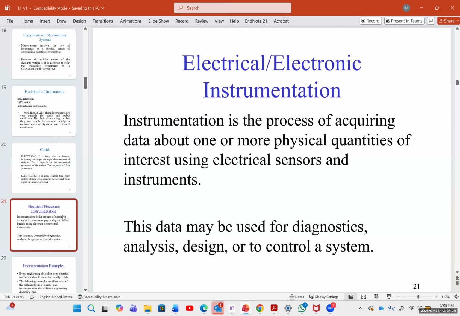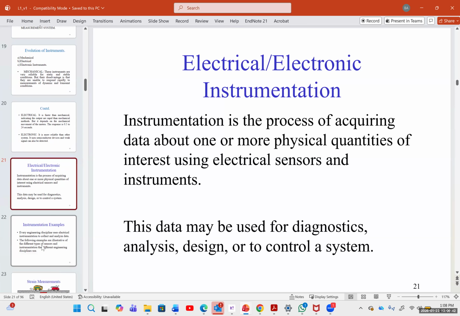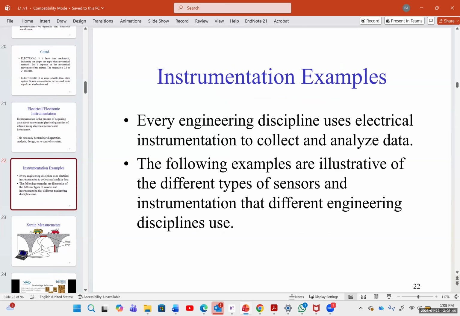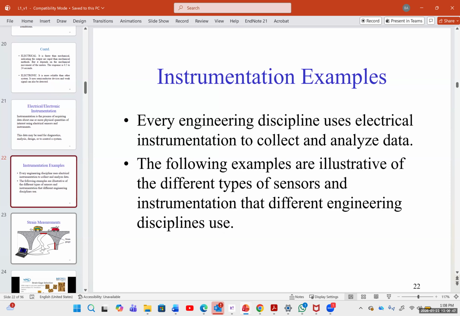So instrumentation is the process of acquiring data about one or more physical quantities of interest using electrical sensors and instruments. And this data could be used for diagnostic analysis, design, or controlling a system. Every engineering discipline uses electrical instrumentation to collect and analyze data. The following examples that I'm going to provide illustrate different types of sensors and instrumentation and different engineering disciplines use.